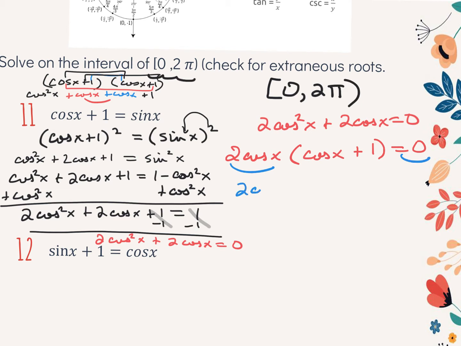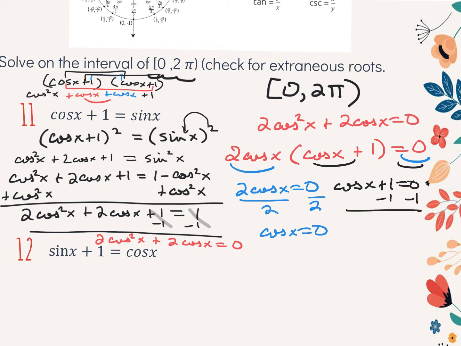So 2 cosine x equals 0. And then what's in the parentheses, the other factor, equal to 0. I'm going to solve each one. This one I divide by 2. Cosine x equals 0. The black one I'm going to subtract 1. And cosine x equals -1.